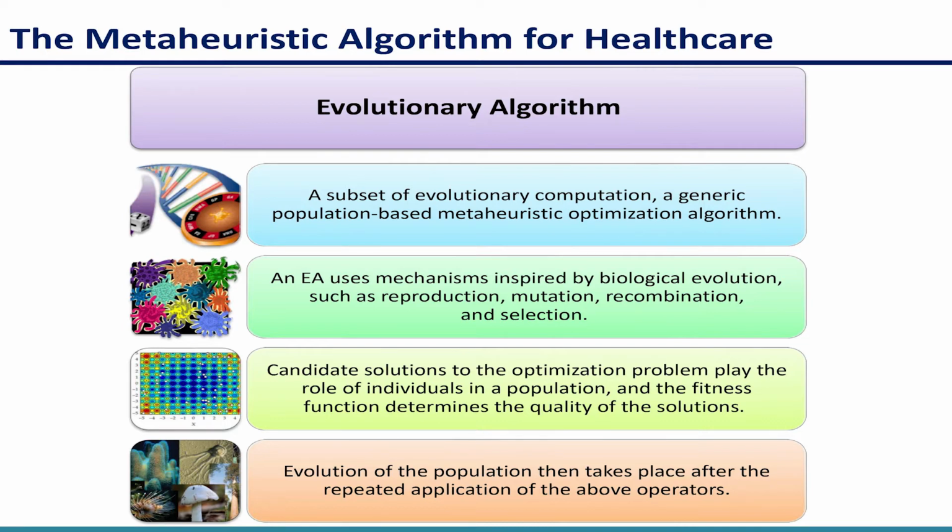Evolution takes place after the repeated application of the above operators, using the population. So here we talk about reproduction, mutation, recombination and selection. With the help of an evolutionary algorithm we can find what changes and how much reproduction is happening in the given healthcare systems.